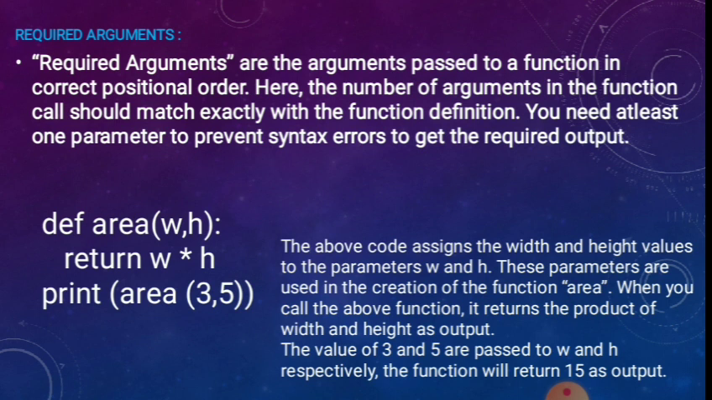Here the definition is area(w, h), return w multiplied by h. Print area(3, 5). The above code assigns the width and height values to the parameters w and h. These parameters are used in the creation of the function area. When you call the above function, it returns the product of width and height as output. The values 3 and 5 pass to w and h, and we will receive 15 as output. This thing we can know very well.